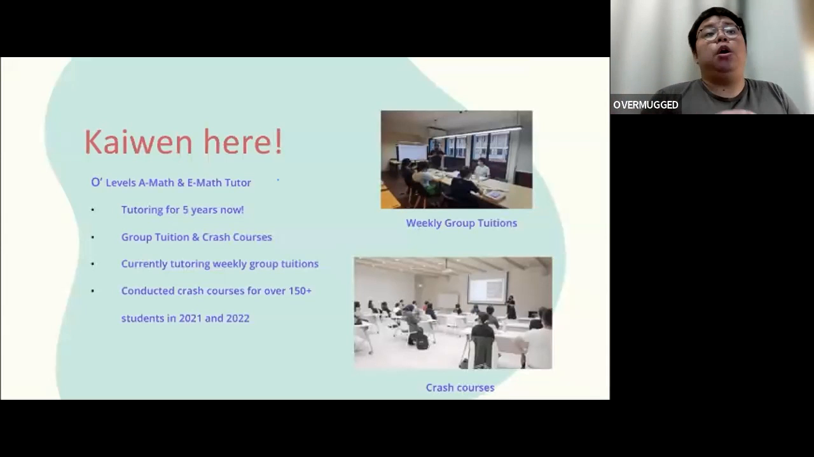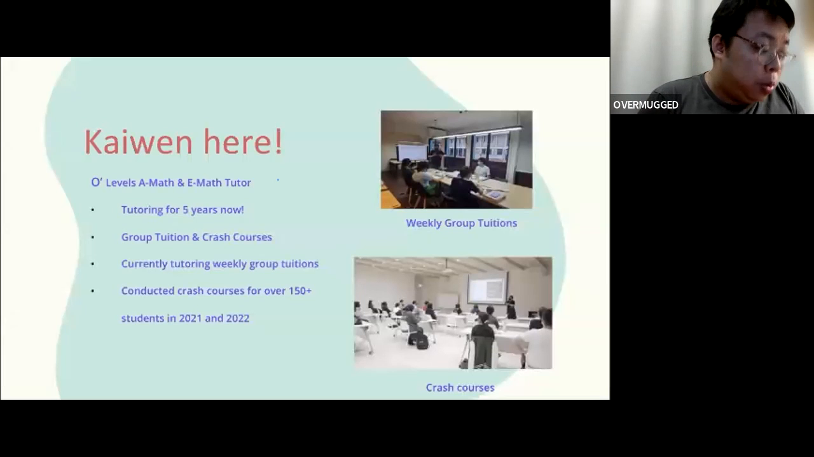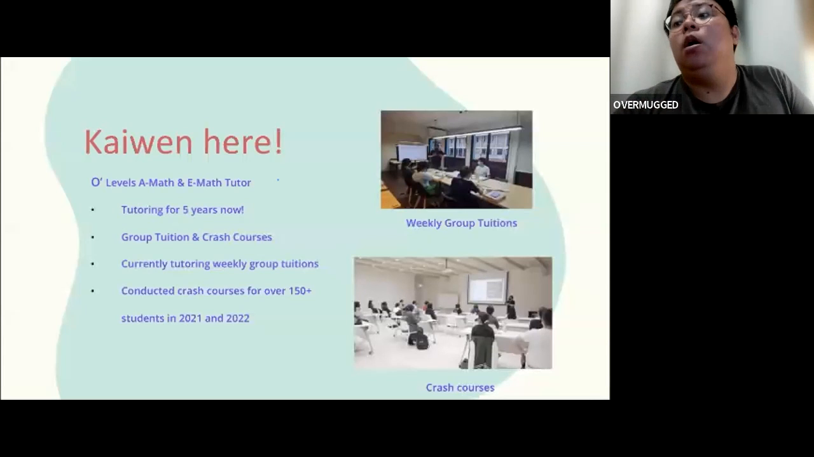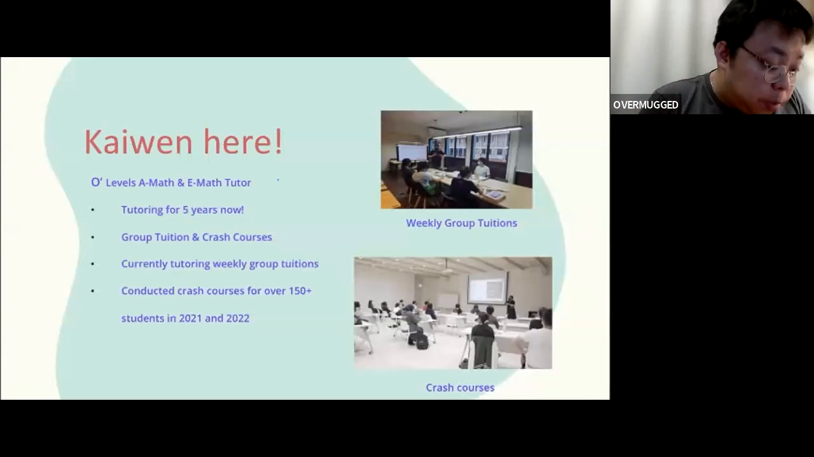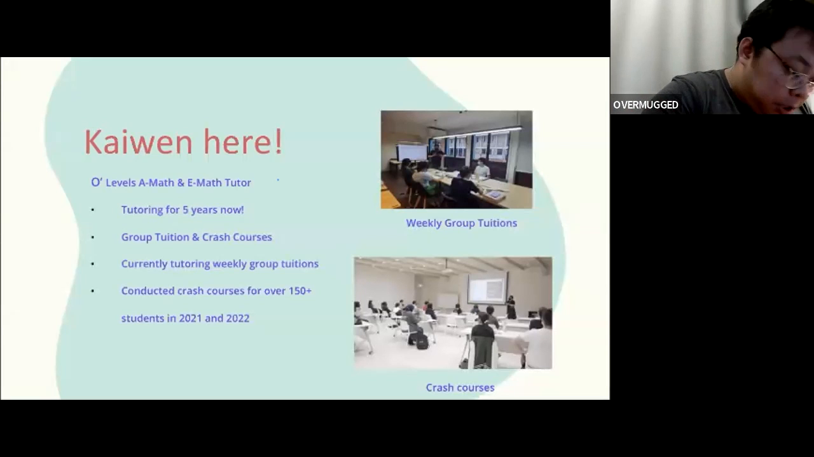Currently, I do have group students, about 30 plus to 40 plus students. Majority of them are Sec 4s. I only take Sec 3, Sec 4s at the moment, and I'm looking to expand next year, looking for more students to guide through towards your O-levels or N-levels. I do teach crash courses as well for OVERMUGGED. From last year and this year, I've taught about 100 plus, 150 plus for both subjects. I think that's a pretty large number of people that have gone under my wing, and from feedback, I know that these people did benefit from the sessions that I've conducted.